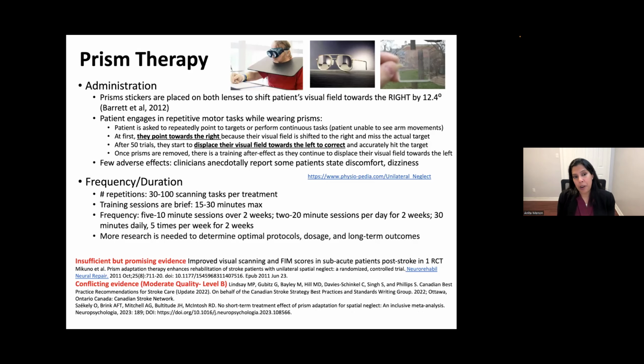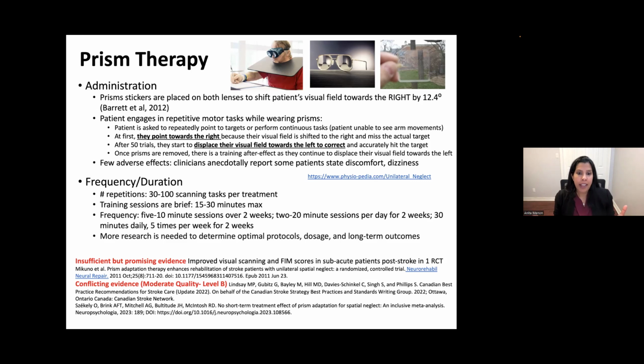The next one is prism therapy. Prism therapy is where a client wears a prism goggle, and it shifts their visual field towards the right. They place the goggles on their eyes, or you could purchase prism stickers that you can stick onto the lenses of their glasses, and it shifts their vision towards the right by a certain degree. Here we have 12.4 degrees. The client is required to wear these prism glasses while engaging in motor activities.